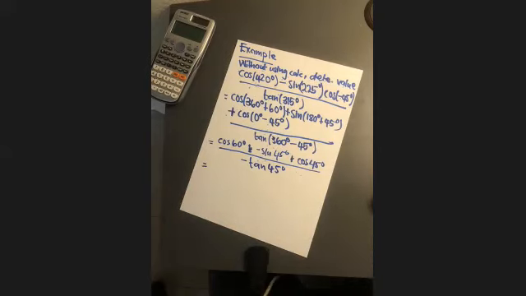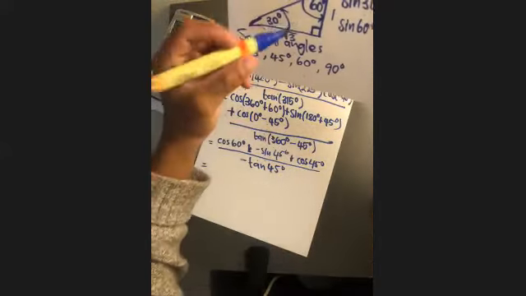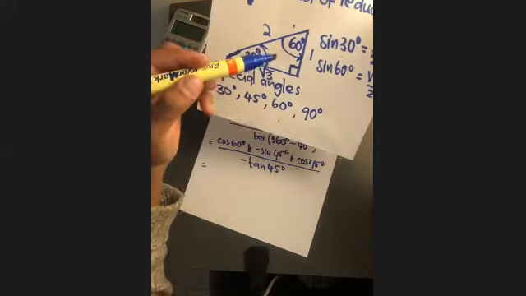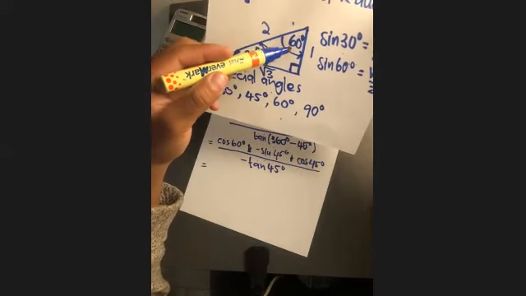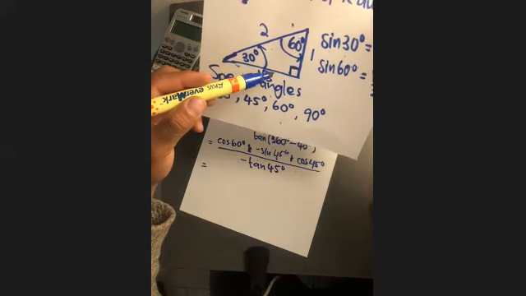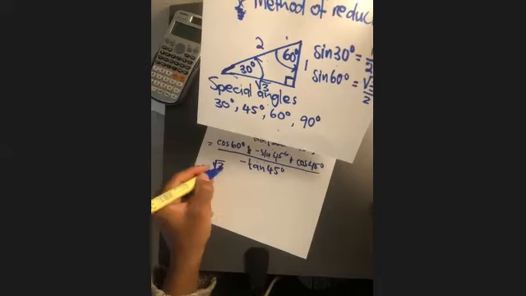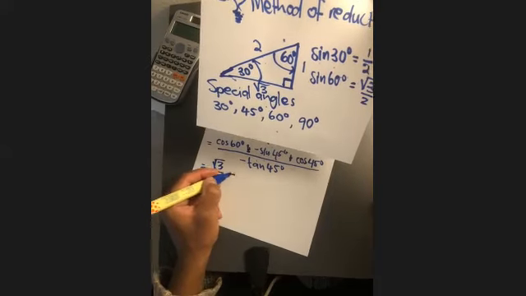I'm just going to quickly refer back to this. If you refer back to this, yeah, we know that the cosine of 60 is adjacent over hypotenuse. So it's just going to be 1/2, minus the sine of 45.